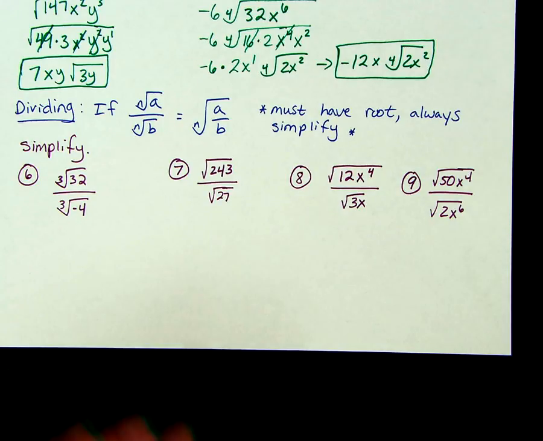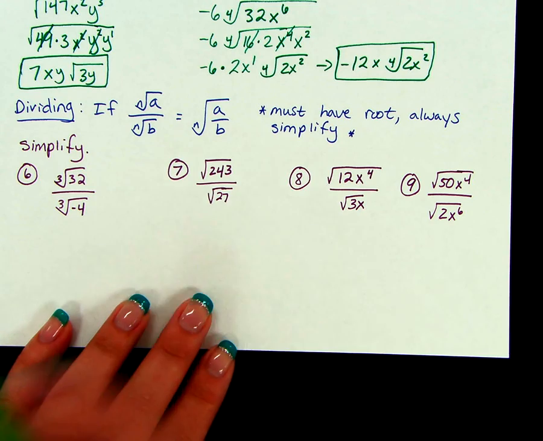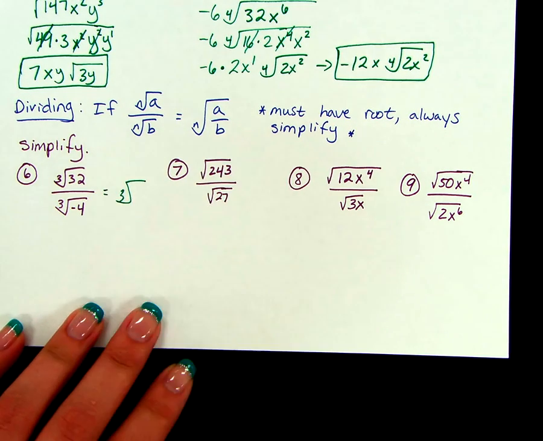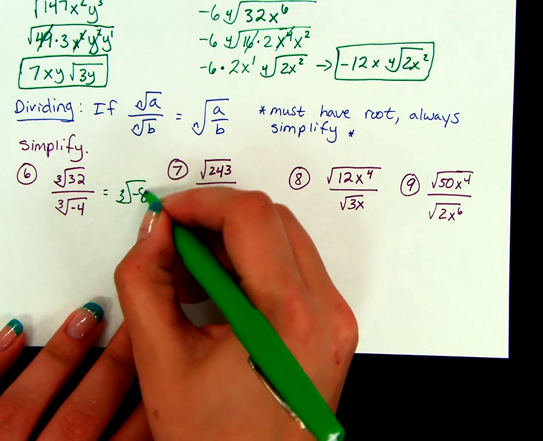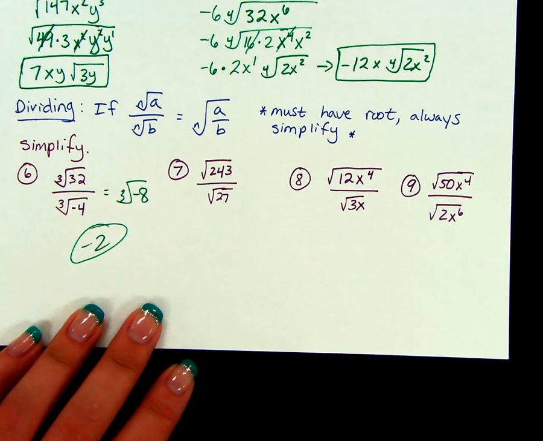Okay, so same roots. So 32 divided by negative 4 is going to be the cubed root of negative 8. And then I can keep simplifying that. So this one, our final answer will be negative 2.